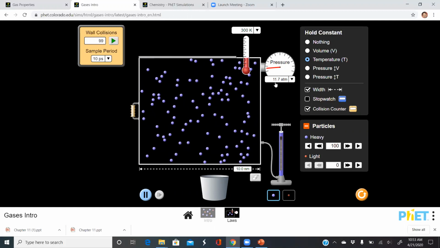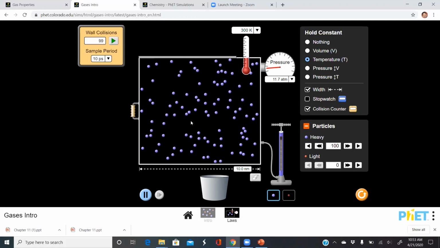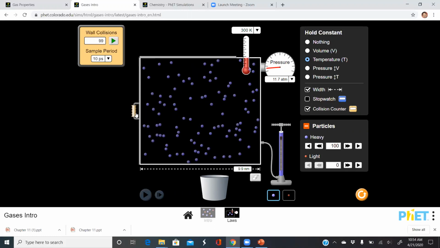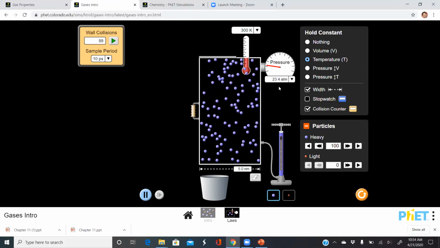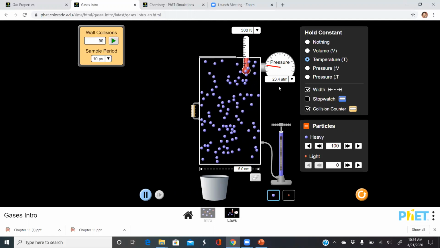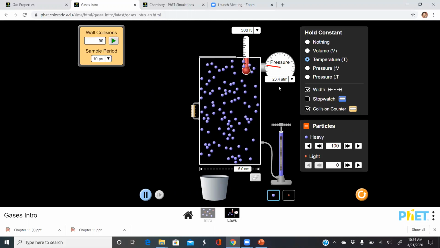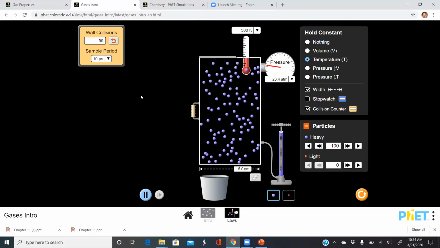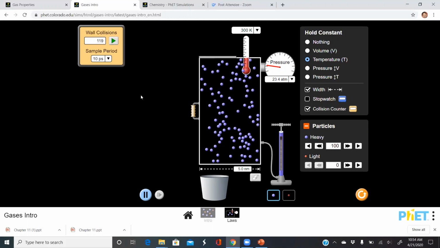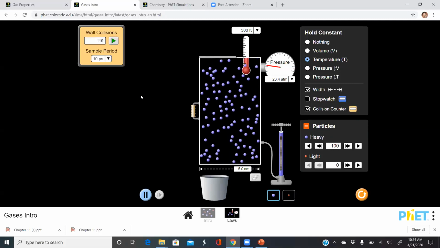So right now my pressure is 11.7 atmospheres with a volume of 10 nanometers. If I halve the volume, so let me bring that down to 5 nanometers, the pressure doubles. So what I see is, as I decreased the volume, the pressure increased. By how much? When I halved the volume, the pressure doubled. And I could even look at the number of collisions now, and we see that the number of collisions has gone up. Why? There's less space for these particles to move around, so they collide with the container's walls more frequently.